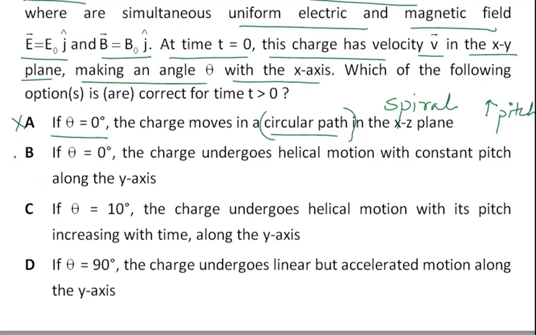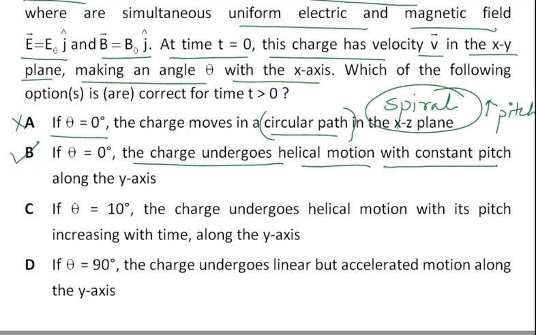Now let us look at option B. If theta is equal to 0 degree, the charge undergoes helical motion, which we had just discussed, with constant pitch along the y-axis. Now this is also not correct, because the electric field will keep on increasing its pitch. Option C: if theta is equal to 10 degree, the charge undergoes helical motion with its pitch increasing with time along the y-axis. Now this statement is correct.